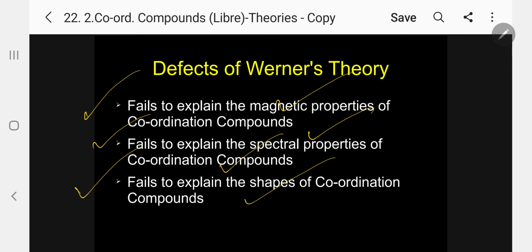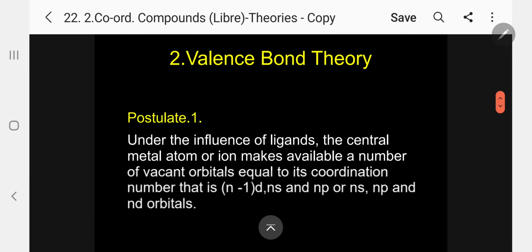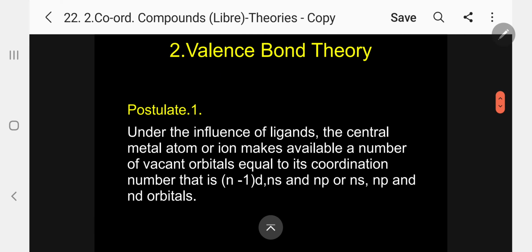Werner theory also fails to explain the shapes of coordination compounds, for example tetrahedral, square planar, octahedral. This explanation was not given by Werner. So in order to overcome these problems, the next theory was proposed, that is valence bond theory.